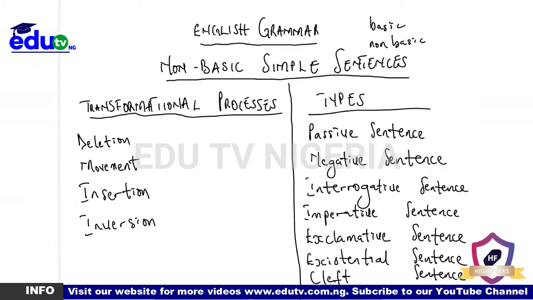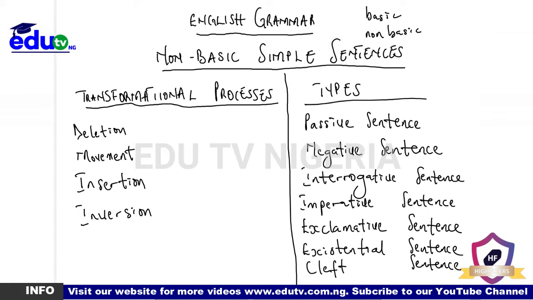So we said that the total deletion of an item from a particular sentence is a transformational process that non-basic simple sentences usually undergo. We also have movement. We could move a particular item from the position it belongs to into another position. When an item is moved from the position where it should belong to another position, that is also a transformational process that non-basic simple sentences can undergo. Do you understand that?